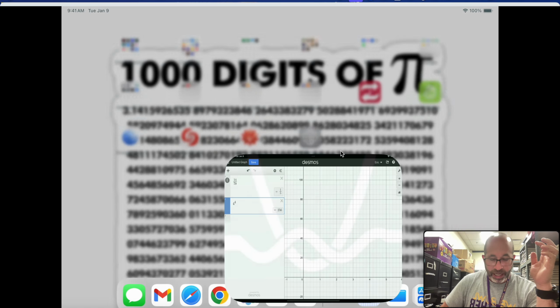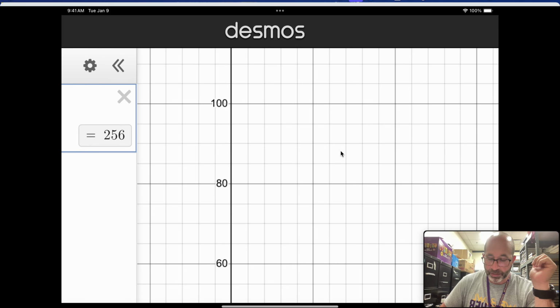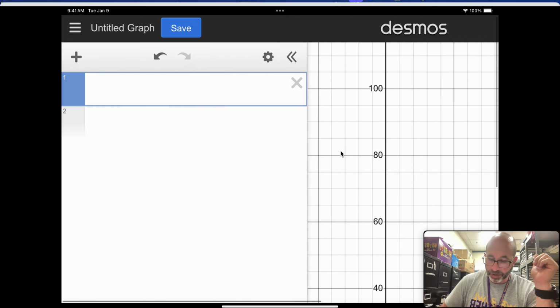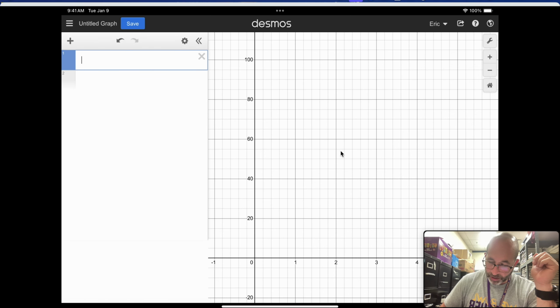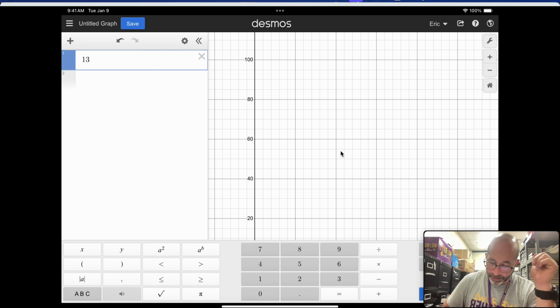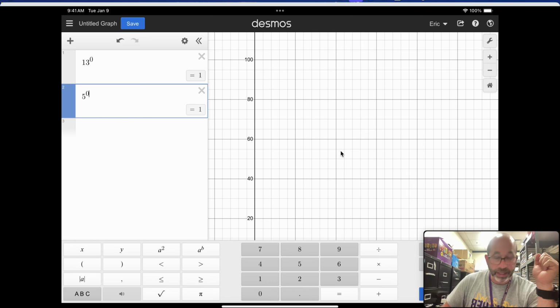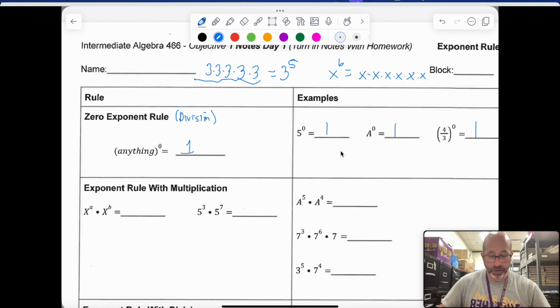If I go in Desmos and put in my favorite number, whatever it is, it doesn't even matter, I'm going to put in 13 and raise it to the 0 power. I get 1. If I put 5 and raise it to the 0 power, I get 1. Anything to the 0 power is always going to simply equal 1.